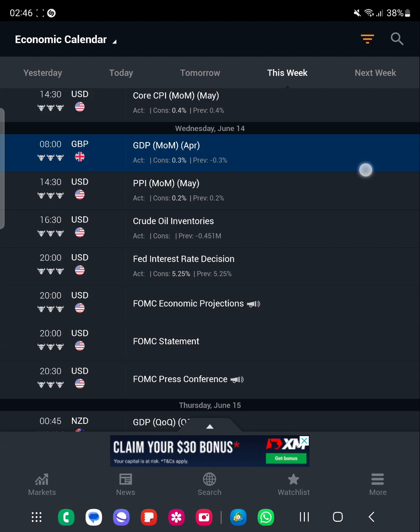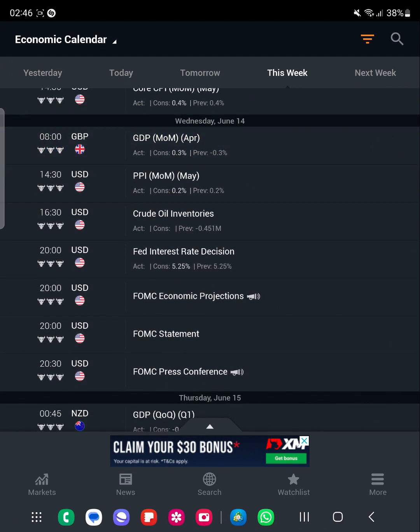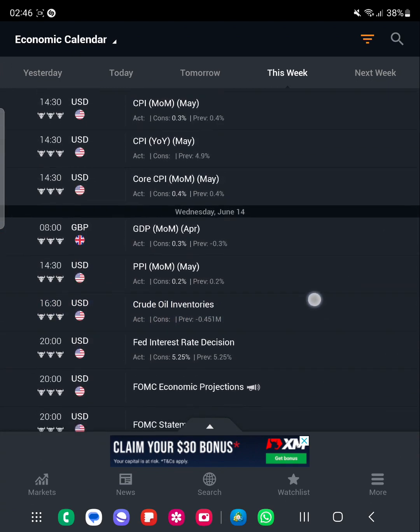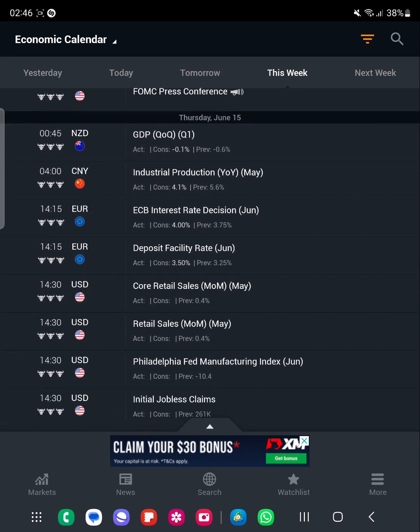USD at 100 points, but this one is not really that powerful, so you can skip it if you won't be able to wake up. I wouldn't trade it. Personally, I'll trade CPI, PPI, and the interest rate, as far as I've mentioned everything.